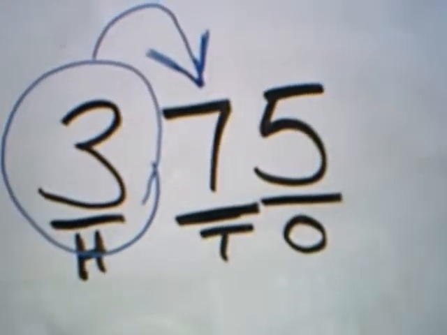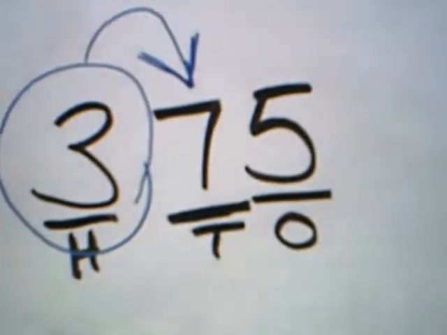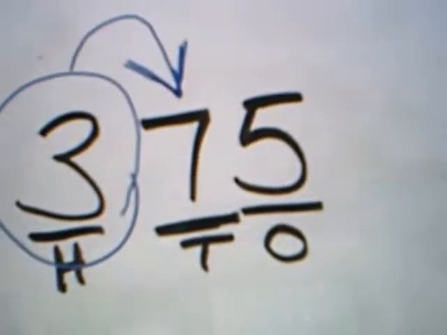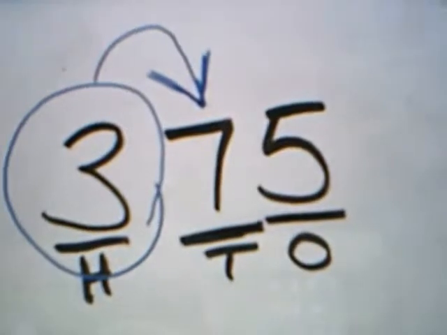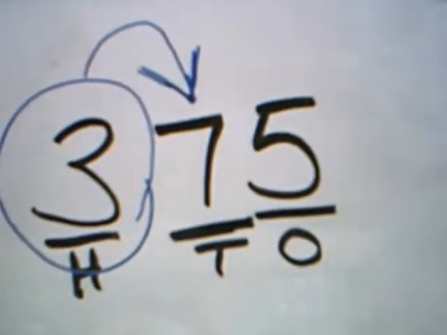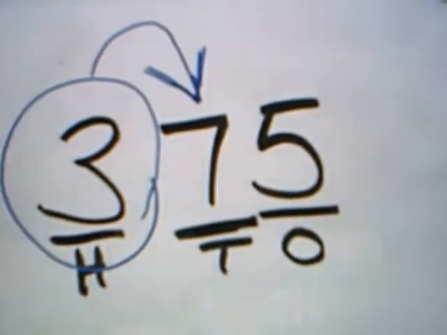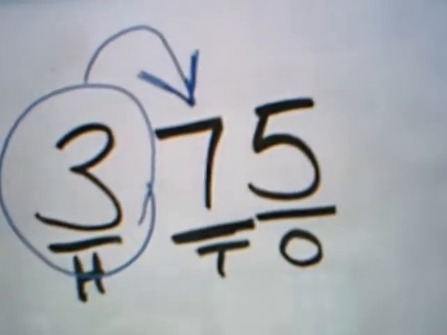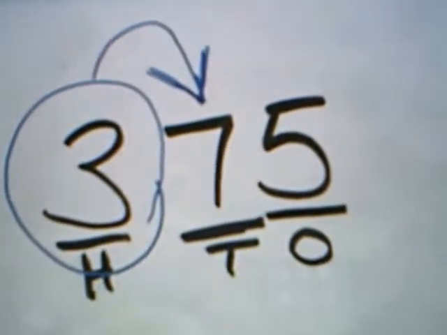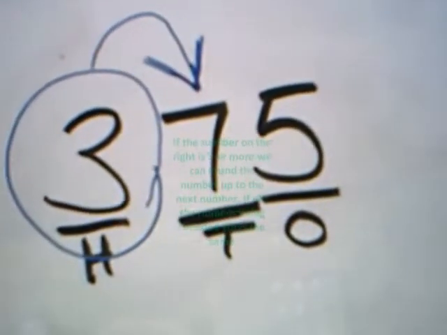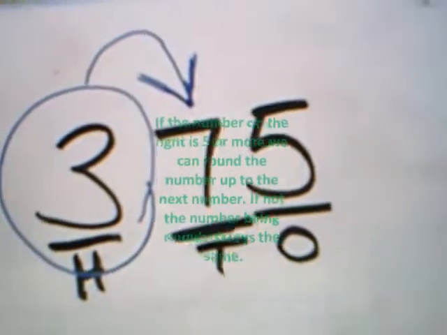So I'm going to round to the nearest hundred in this number, and I'm going to say, well, is the number on the right 5 or more? Now, I tell my students in class that we're going to knock on the neighbor's door and ask them if the neighbor can help us lift some furniture and move it upstairs. So we're going to knock on the neighbor's door and ask, are you 5 or more? Because if he's 5 or more, then we can go up to the next hundred place, which would be a 4 or 400. So let's go ahead and try that.